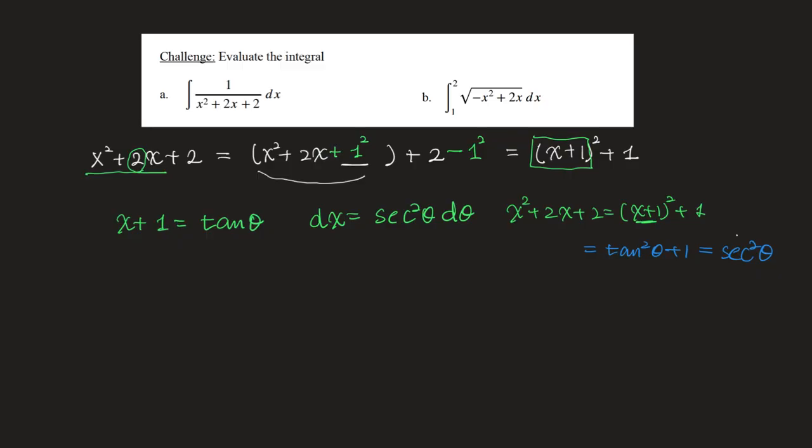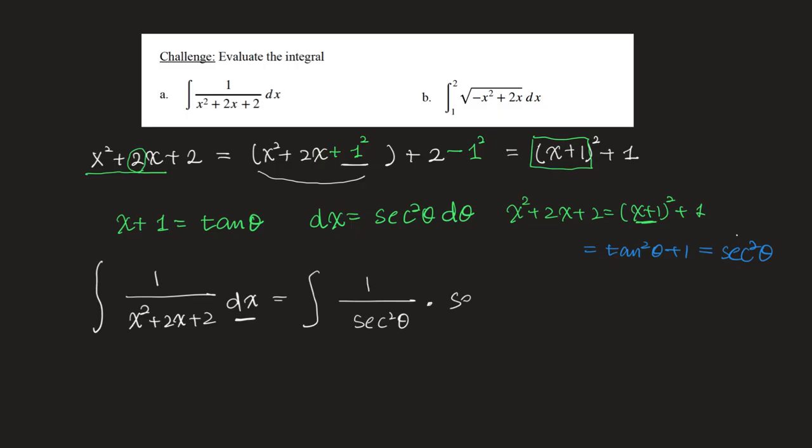Now, let's go back to the original integration. The integral of 1 over x squared plus 2x plus 2 dx is going to be the integral where x squared plus 2x plus 2 is secant squared theta and dx is secant squared theta d theta. Now cancel out, so you have d theta. Here is 1. What is the antiderivative? The antiderivative of 1 is theta plus c.